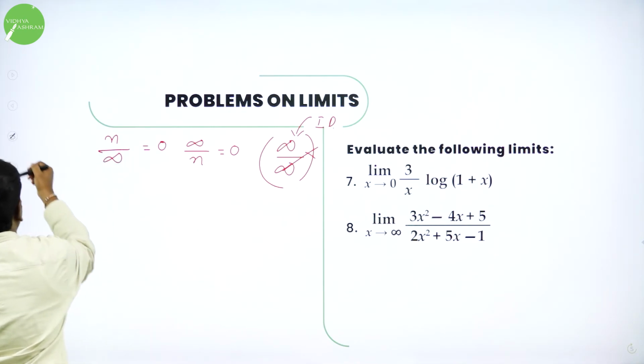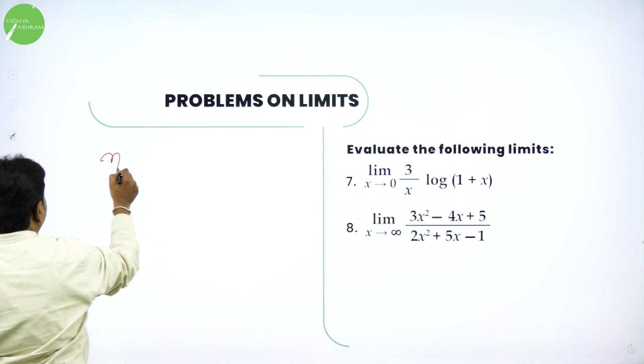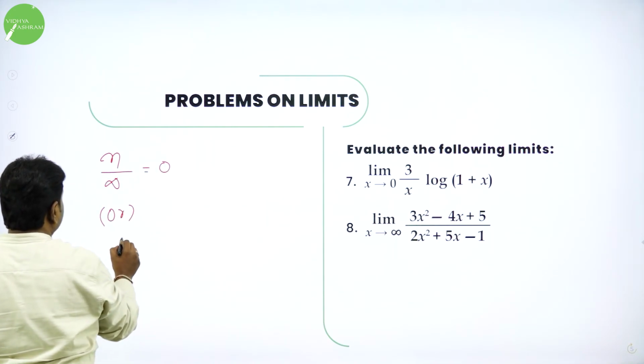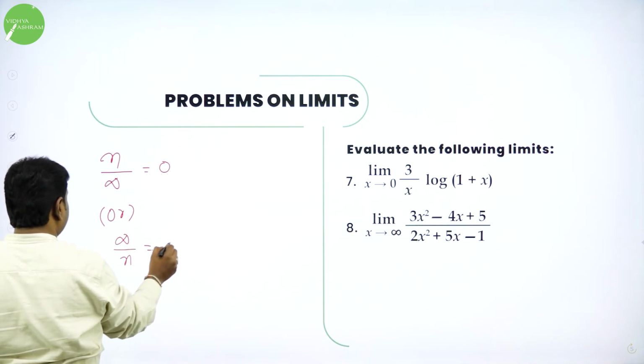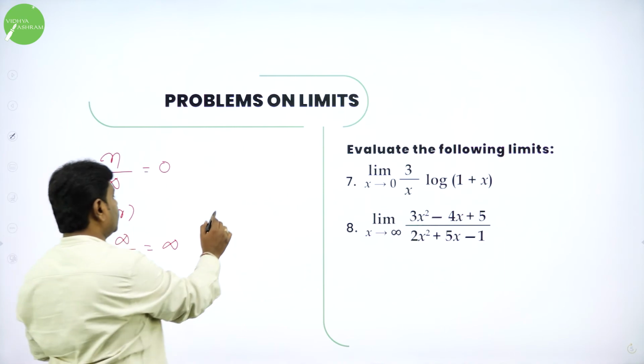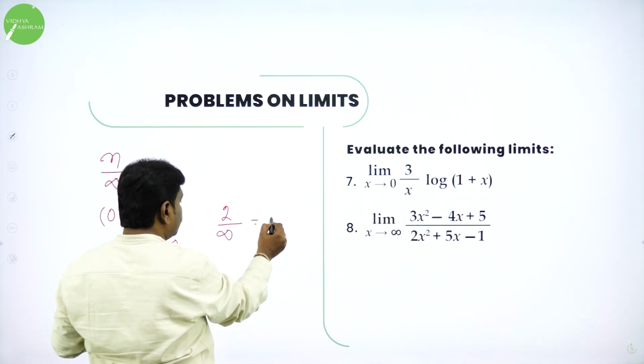But the basics, as I told you: number by infinity is 0, and infinity by number is infinity. Remember, number by infinity is 0. For suppose, if I get 2 by infinity, it is what? 0.